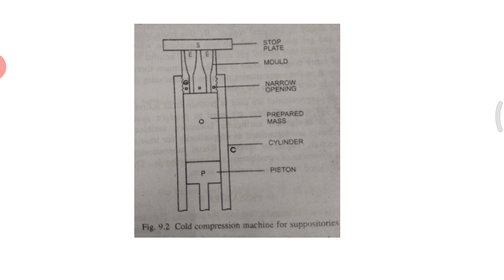This is the diagram of the cold compression machine. The molds are of different sizes and contain several cavities. The mass and the compression cylinder of the machine may be chilled to prevent heat and compression from making the mass fluid. The method is not suitable for suppositories with a glycerol-gelatin base or any base in which melting is essential for its preparation.